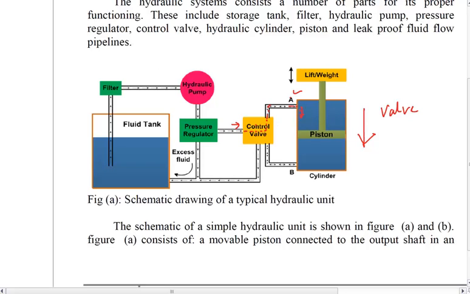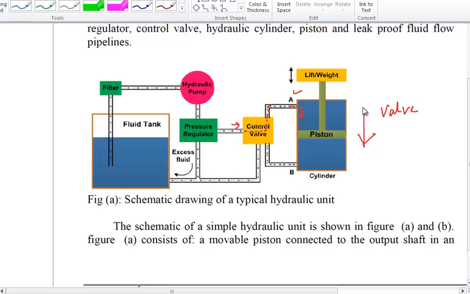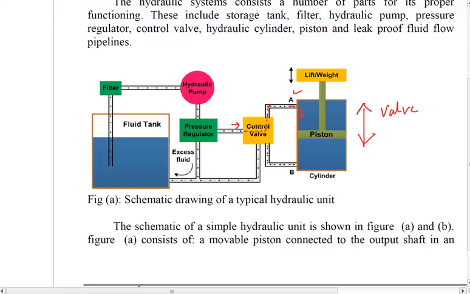Similarly, if you don't want that and you want instead the piston to move up, then you will basically stop this inlet, that means inlet A, and you will turn the control valve in such a way that the oil is basically directed to inlet B. And this side of the chamber will fill up and the piston will basically start moving up. So for moving up or down, you respectively open inlet A or B based on the control valve.